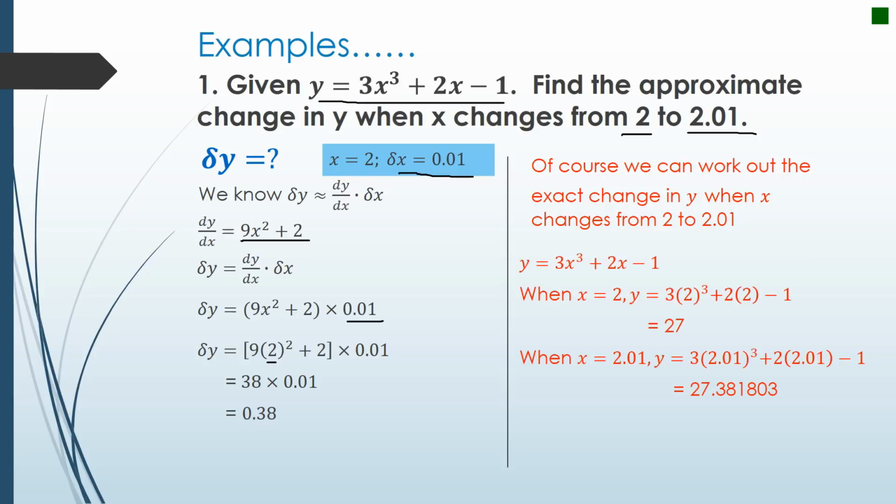So how can we do that? Okay, it is very easy. We substitute x equals 2 in the equation, so we get y equals 27. And when x is 2.01, we get y equals 27.381803. This one we need to use a calculator.